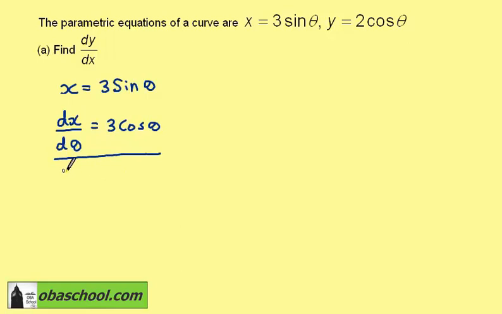We do the same with y. y is equal to 2 cos theta. Differentiating with respect to theta gives dy/d theta is minus 2 sine theta.